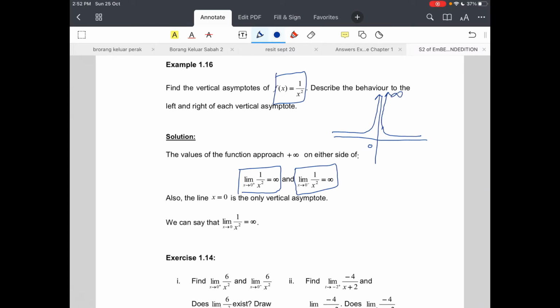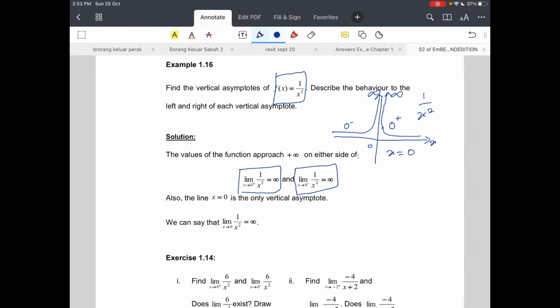It is going into infinity from the left side, and from the right side it is also going into infinity. So both are going into infinity. This is the graph of 1 over x squared, right? And we know that the line x equals 0 is the vertical asymptote.